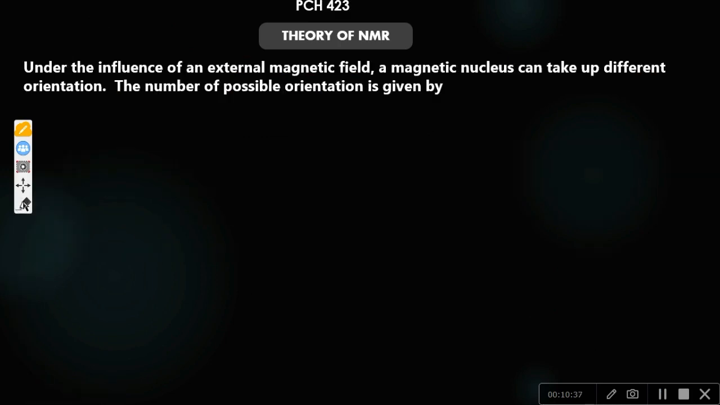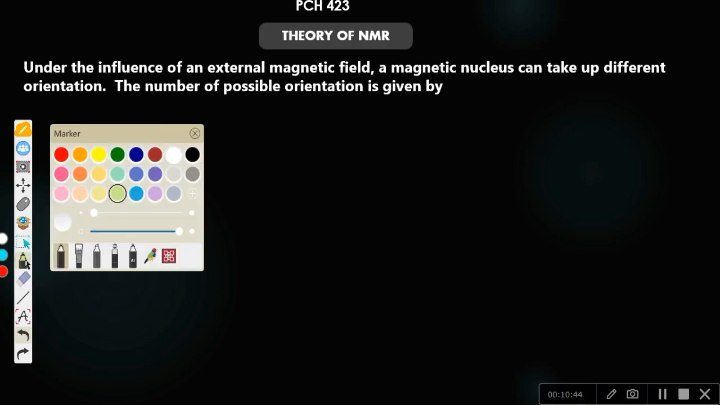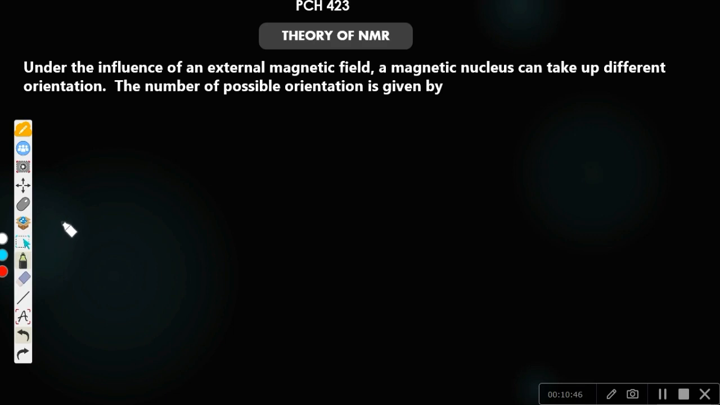Now, let's look at the next part. What happens under the influence of an external magnetic field? We've actually said that in the presence of an external magnetic field, most protons can orient in just two directions. They can orient upward, and they can orient downward. Is that okay? Two directions.